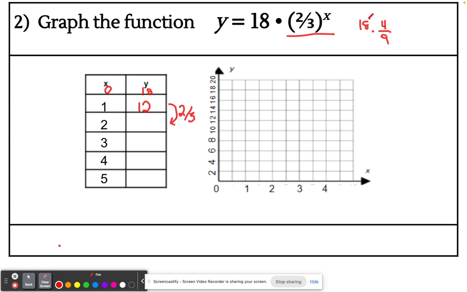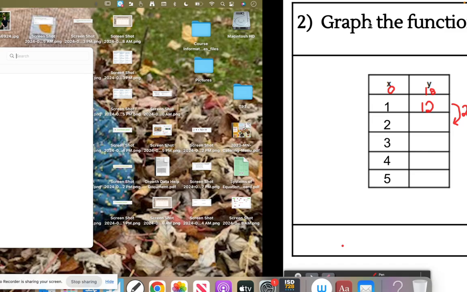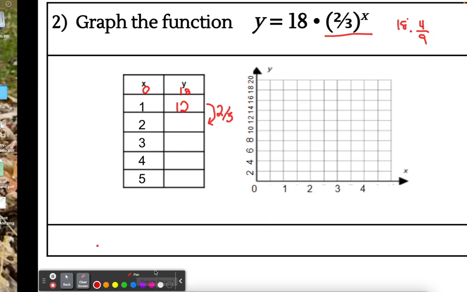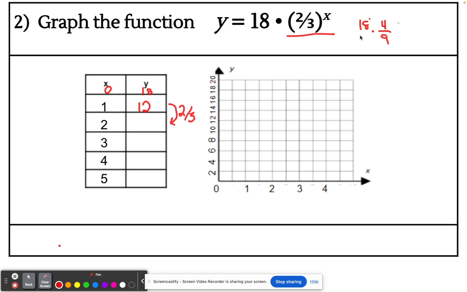Simplify before you multiply. Oh, goodness. Hate when that happens. That will give me 8. Eight times 2/3. 2/3 times 8 will give me 16/3, which is 5 1/3.